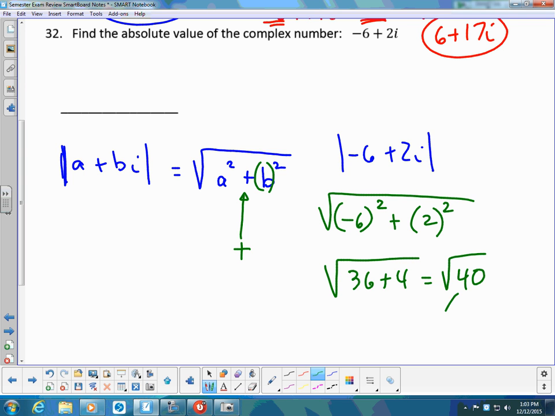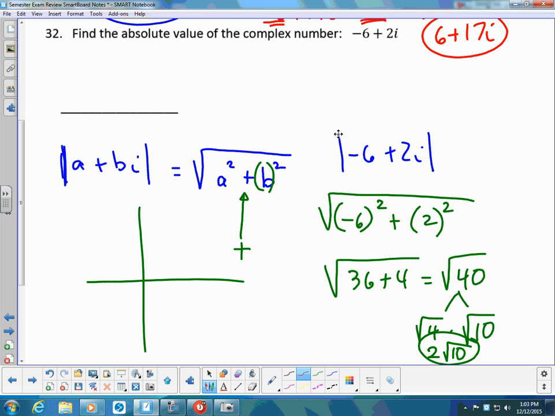And we can simplify that because this can be split up into square root of 4 times square root of 10, where 4 is a perfect square. And so square root of 4 is 2, and we can't do anything with the square root of 10. So that means that the absolute value of negative 6 plus 2i is going to be 2 rad 10. And that means that the distance from negative 6 plus 2i to the origin is going to be 2 rad 10.